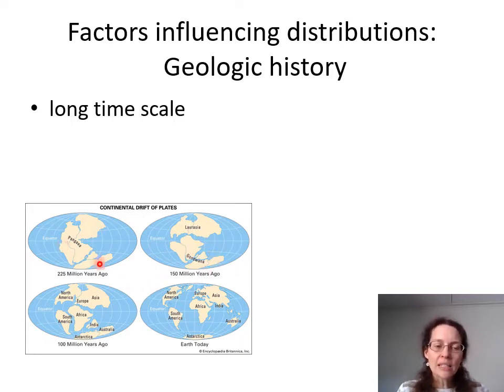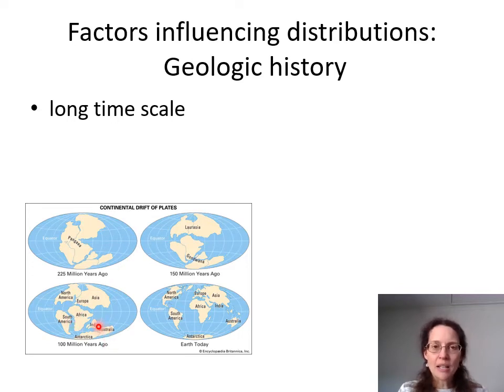Also, when they're all connected, that means that if there's rivers connecting those big continental land masses, those freshwater fishes can be distributed across multiple continents. But once we start to separate, right, you go to 100 million years ago, those fish in North America and Europe are not going to be able to make it to Africa on this map, right?